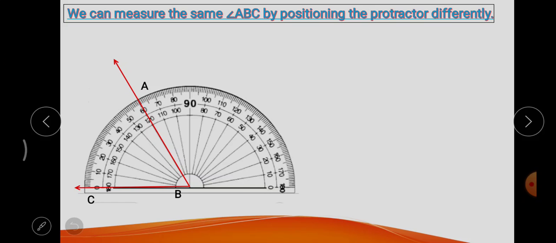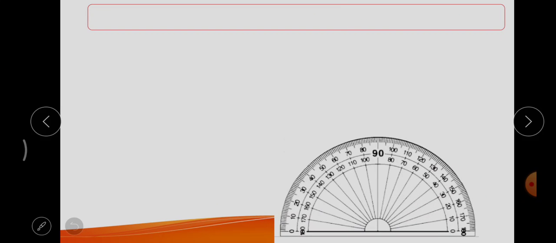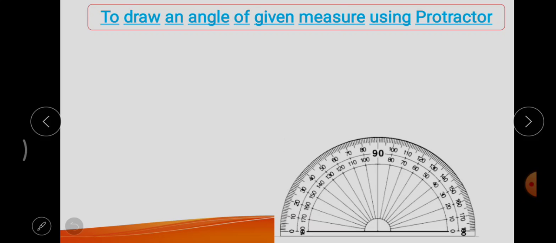Only you need to see that your arm is lying in which direction, and accordingly you have to measure. Now next, let's see how to draw an angle of given measure using protractor. In the previous part, the angle was given to you and we were just measuring. But now the question is how you are going to draw an angle. You have to construct it using this measuring tool, that is protractor.